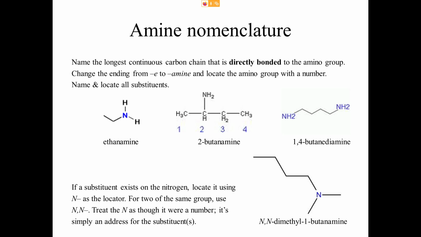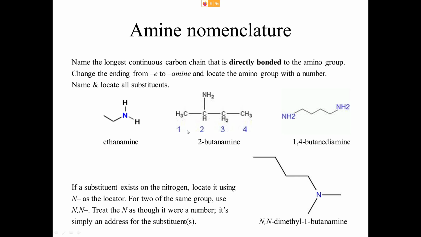And then we changed the ending, just like we did with alcohols. We changed it from E to OL when we made an alcohol. Here we changed it from E to amine. We put the whole name in there, amine, right? Makes it rather easy to remember or recognize. So this one here would have 2 carbons, so it's ethane. We drop the E from ethane and add amine. So it's ethanamine. Rather simple, easy to do.